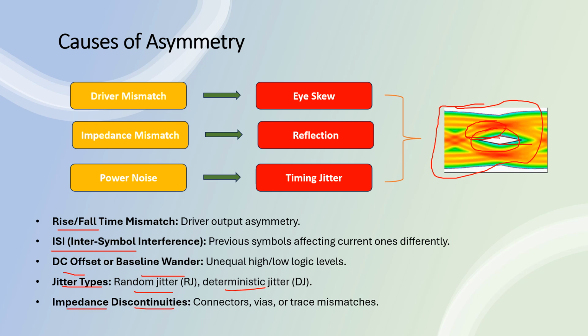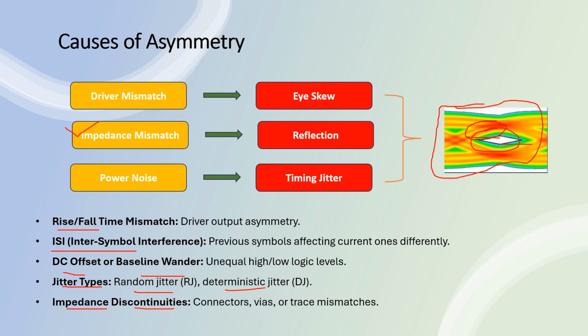As we have already discussed about impedance mismatch, that can cause some sort of reflections in the signal, and this reflection can be caused at connectors, vias, or traces, or there is a mismatch between your transmitter driver to your trace or your receiver to your trace. So these are the ways that usually cause the asymmetry in an eye diagram, and that may result in closing of your eye.